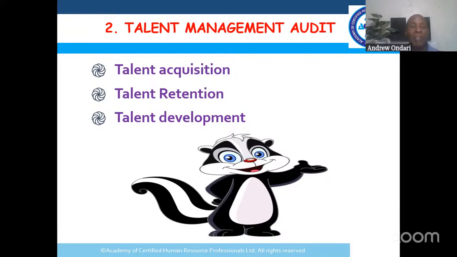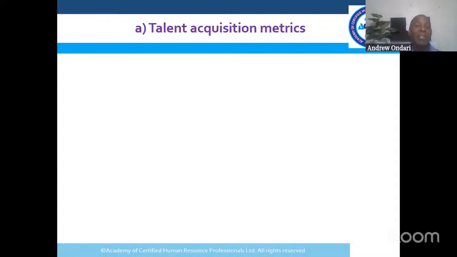We start with the first one, that is talent acquisition. As I've just mentioned, talent acquisition is about hiring people. The hiring process starts at the time you identify a need. And a need arises when a person has retired, resigned, been dismissed, has died, or there is new business.